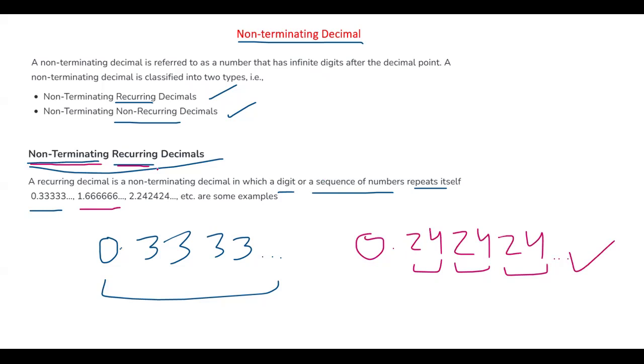Again, we will put all types of non-terminating recurring decimals under rational numbers. Further, we will learn how these types of decimals are rational numbers. In today's session only, I will tell you about this.